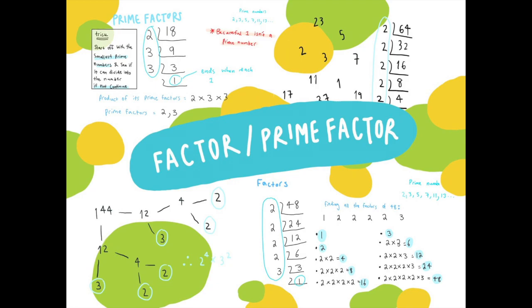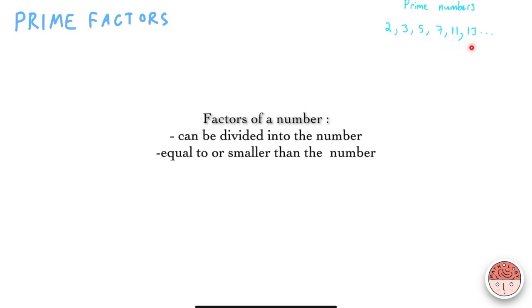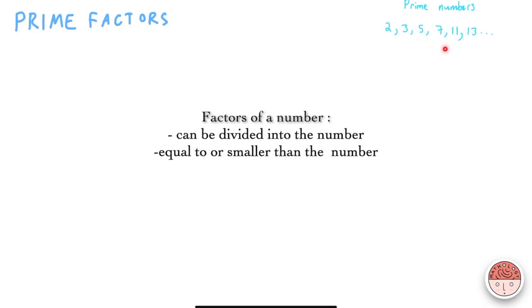This video is part of the number system series, and we're going to be covering factors and prime factors. A prime number is a number that only has two factors, which is one and itself. For example, the number 3 is a prime number because 3 only has two factors, which is 1 and 3, meaning that only those two numbers can be divided into it.